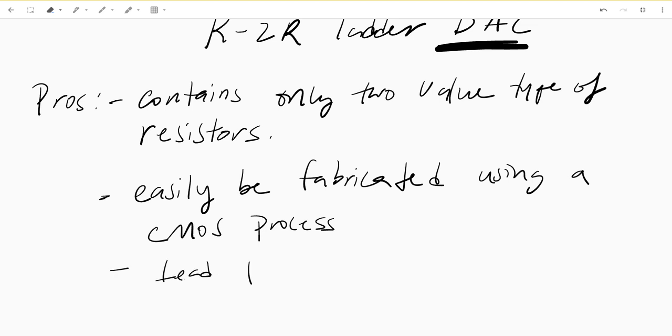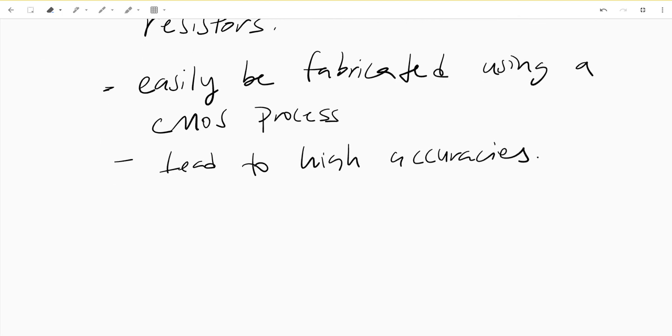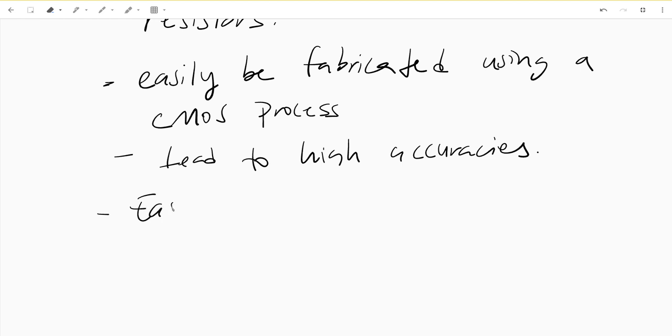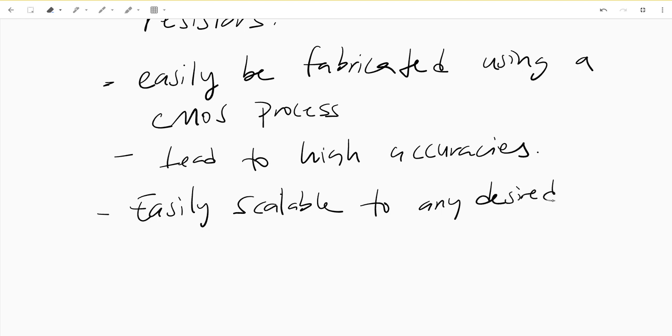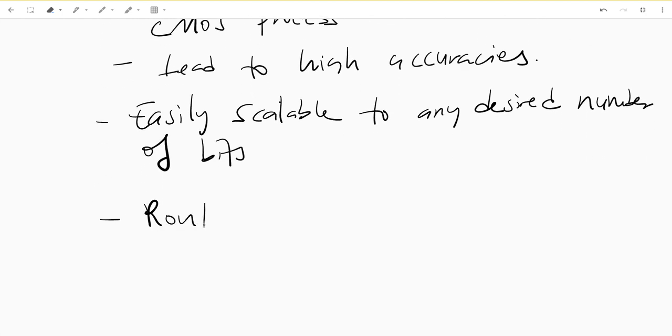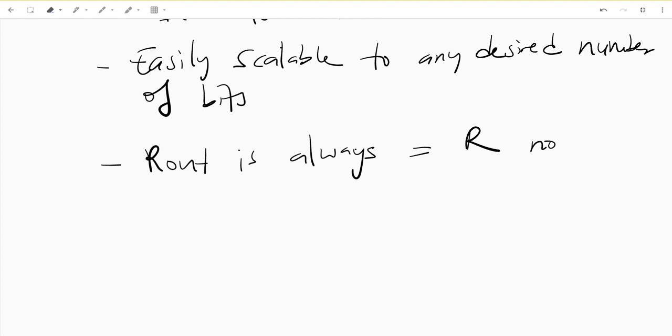It can lead to high accuracies. It is easily scalable to any desired number of bits, and R out is always equal to R, no matter the number of bits used.